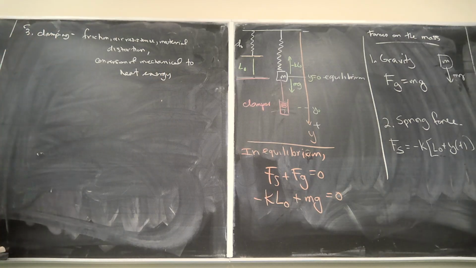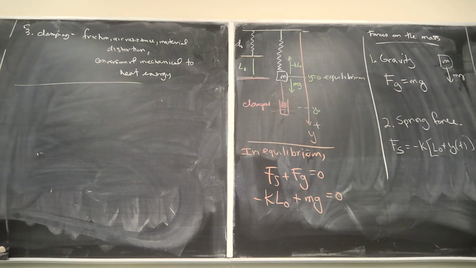Okay. Anything that bleeds energy out of the system. Anything that acts to bleed energy out. So that's called a damping force. So friction, air resistance, material distortions, mechanical properties, conversion of mechanical to heat energy, all of that stuff is a conversion of the energy of oscillation into nothing.